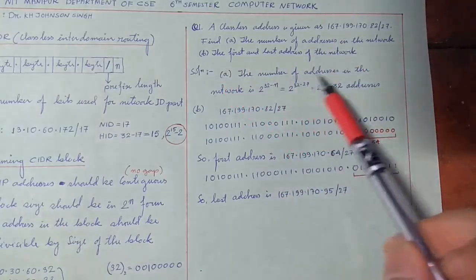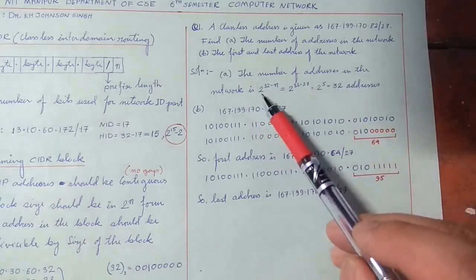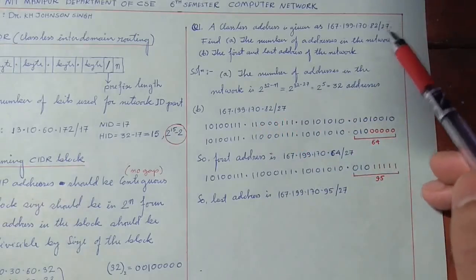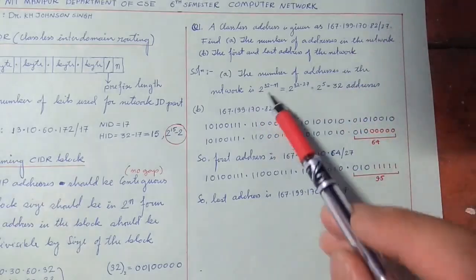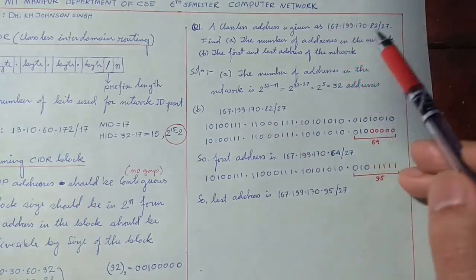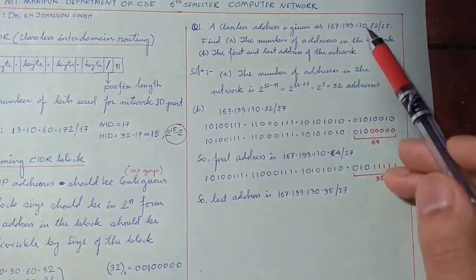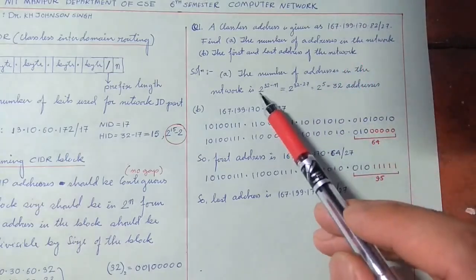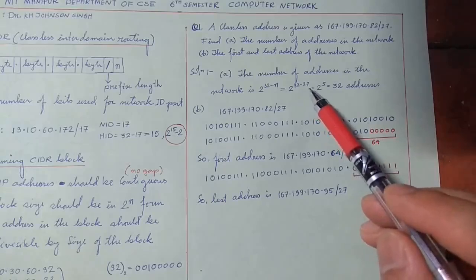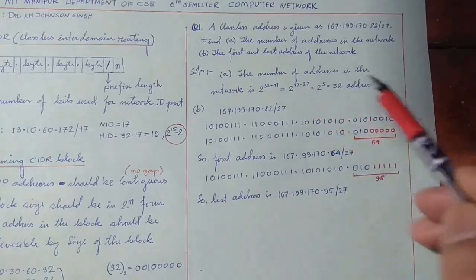The number of addresses in the network is given by 2 to the power 32 minus n. N is nothing but the value of this 27 in the CIDR notation. Why have we taken 32? This is because the given IP address is IP version 4, and the size of IP version 4 is 32 bits. So 2 to the power 32 minus n, that is 2 to the power 32 minus 27, equals 2 to the power 5, equals 32 addresses.